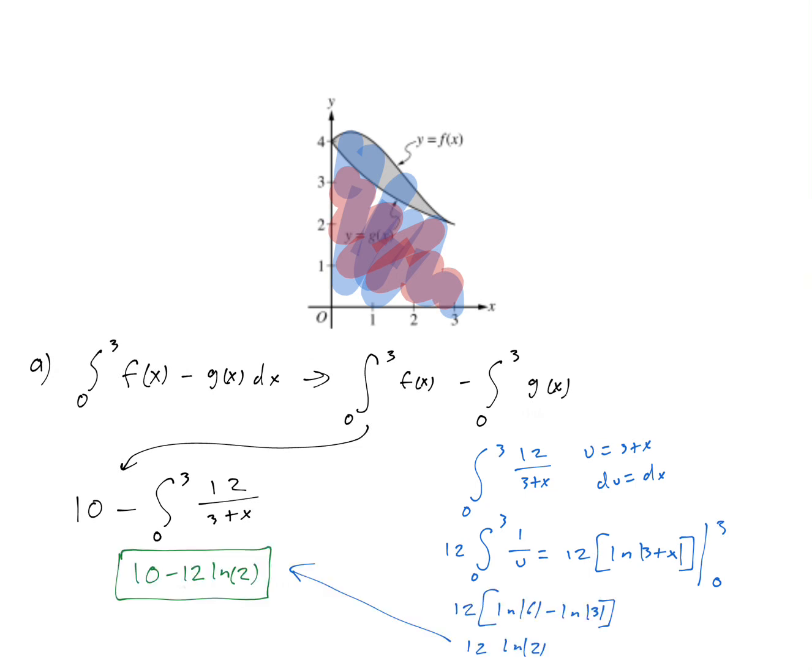After plugging in 3 and 0, we get 12 times ln of 6 minus ln of 3, and because two ln's are subtracting, it becomes ln of 6 over 3, which is ln of 2. So now it's 12 ln 2, which we can put back into the original expression. So 10 minus 12 ln 2 is our final answer.